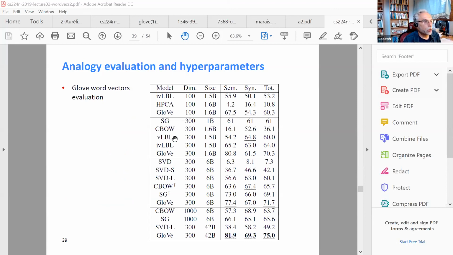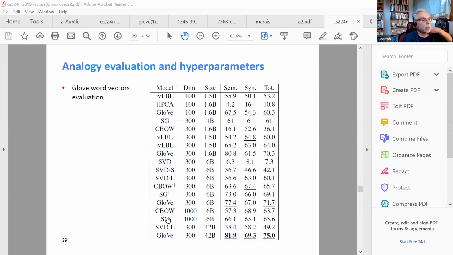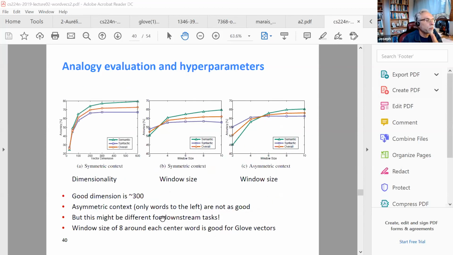And there are only two models that we really know about, and that's CBOW, that's the Word2Vec, and GloVe, that's the one he's talking about. And then I guess we also understand a little bit about SVD. There are other methods which you could look up, but the point of this graph is that GloVe does really well on these tests.